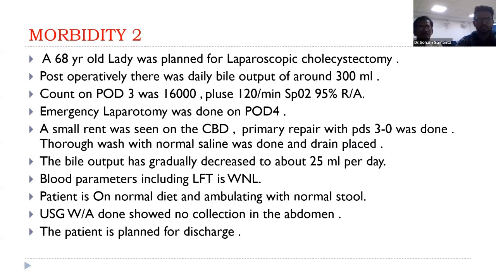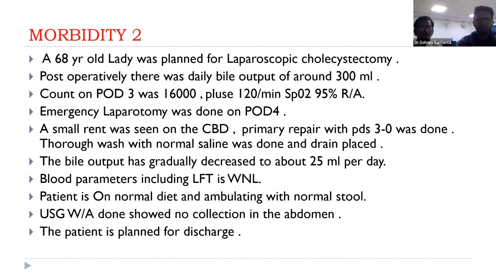Morbidity 2, a 68-year-old lady was planned for laparoscopic cholecystectomy. Post-operative, there was daily bile output of around 300 ml. Total leukocyte count on POD3 was 16,000, pulse 120, and saturation was 95% in room air. Emergency laparotomy was done on POD4. A small rent was seen on the CBD.